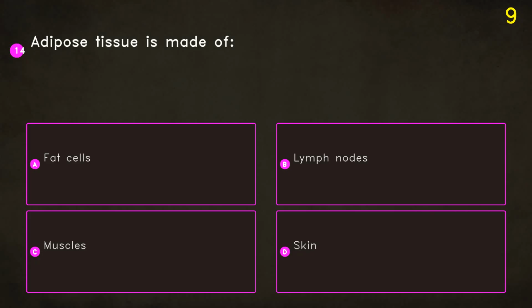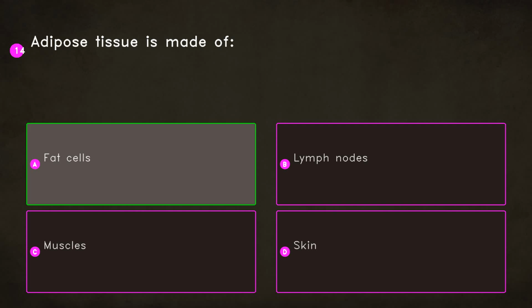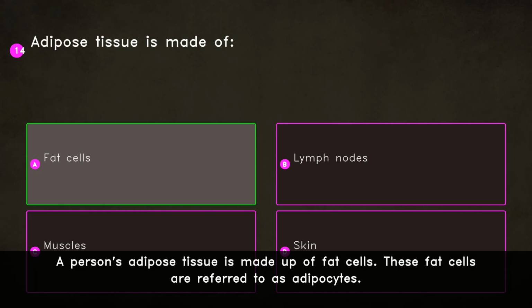Question 14. Adipose tissue is made of A. Fat cells. B. Lymph nodes. C. Muscles. D. Skin. The correct answer is fat cells. A person's adipose tissue is made up of fat cells. These fat cells are referred to as adipocytes.